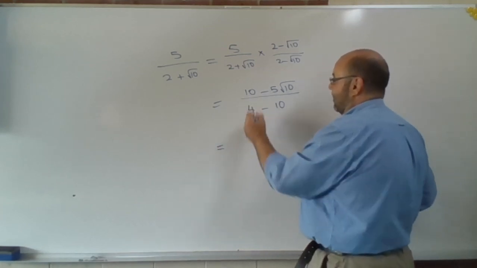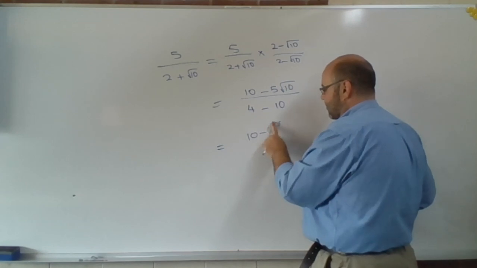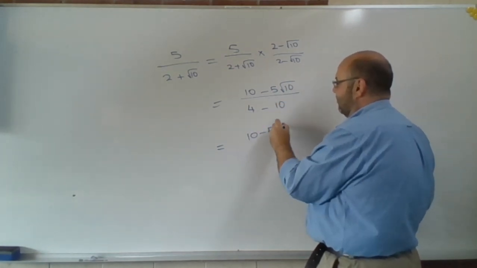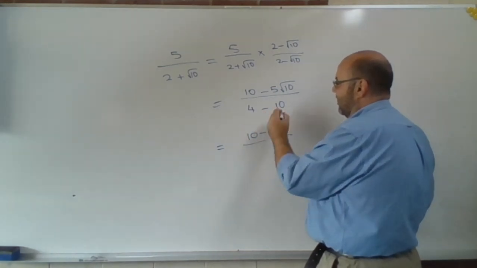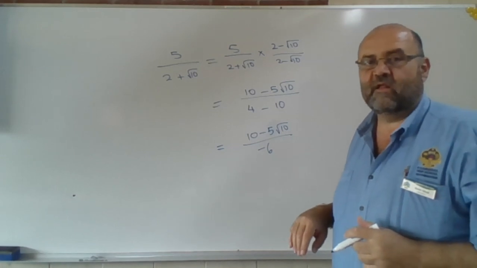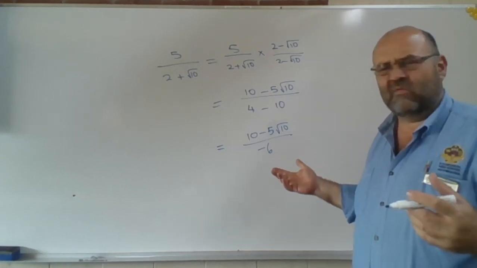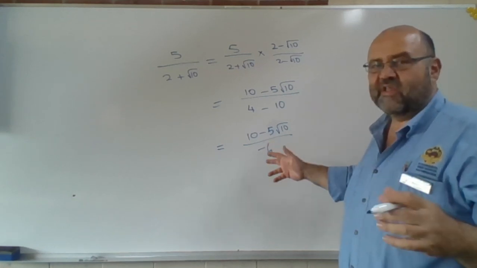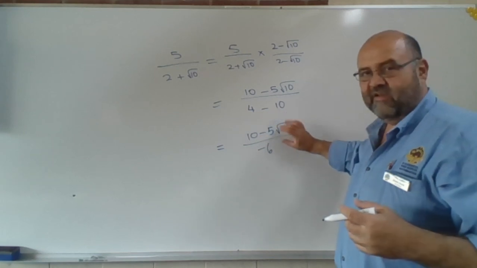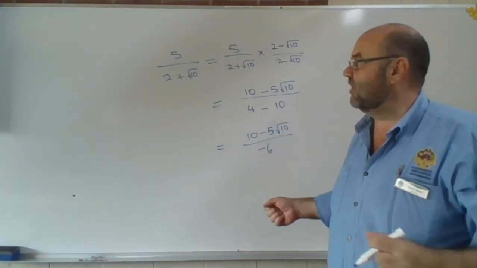So I've got 10 minus 5 root 10 over negative 6. Okay, now you probably think, well, hang on, why is there a negative in the denominator? That's okay, because 5 times root 10 is bigger than 10, so the numerator is negative, the denominator is negative. This number here is actually a positive number.